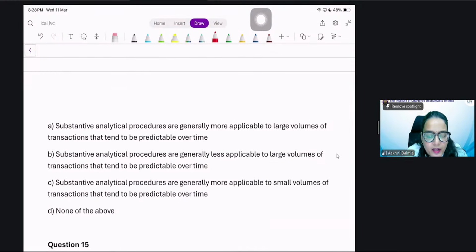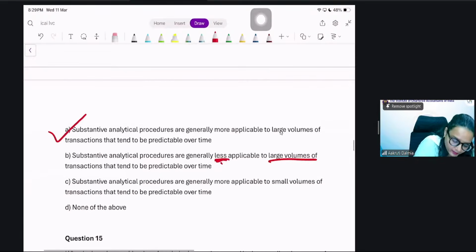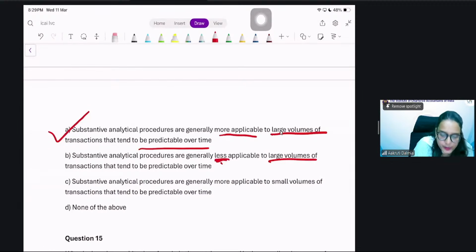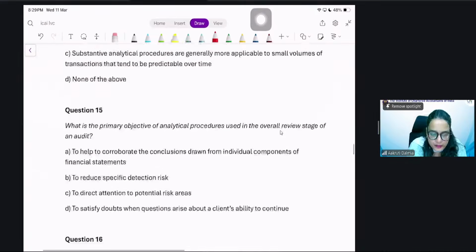Read it. Take 10 seconds. A, D, B. Less applicable. D, less applicable to large volume. A is the correct answer. It is more applicable to large volumes that become predictable over time. Okay. Next.